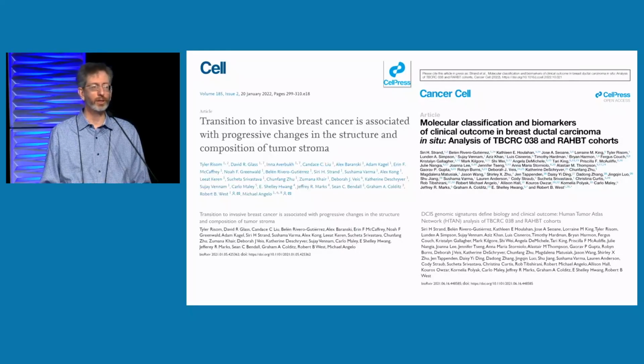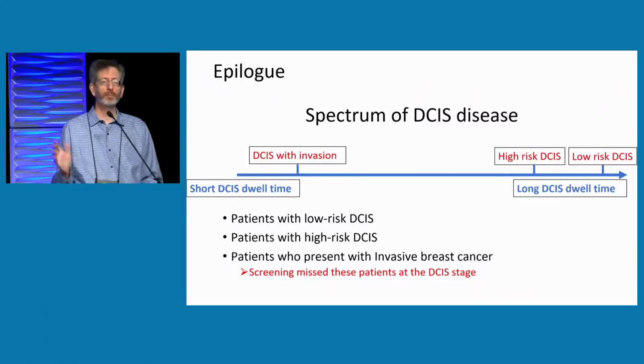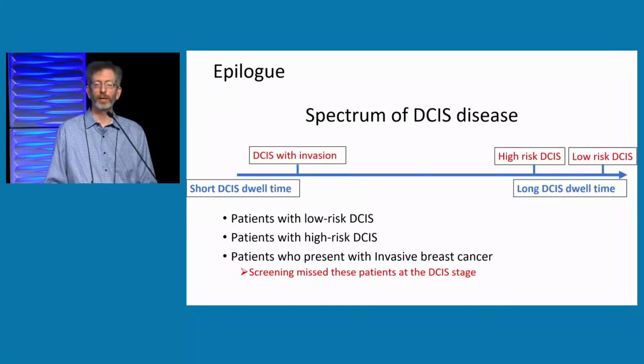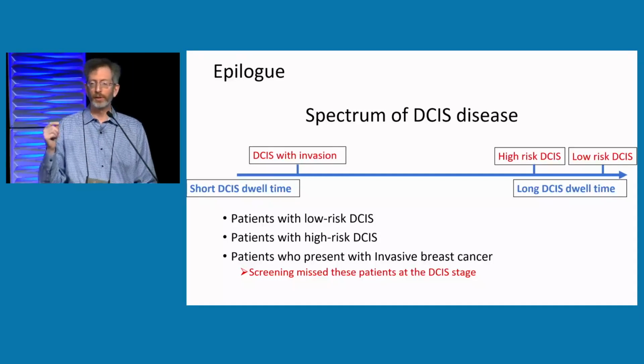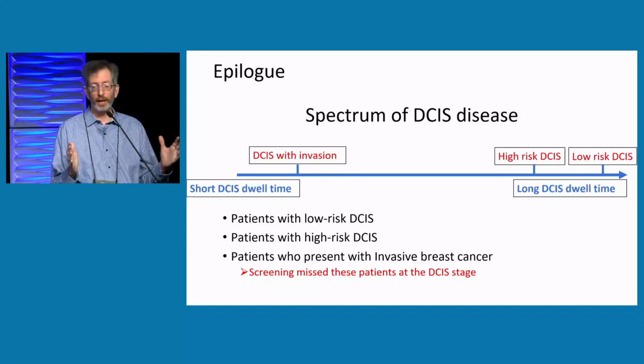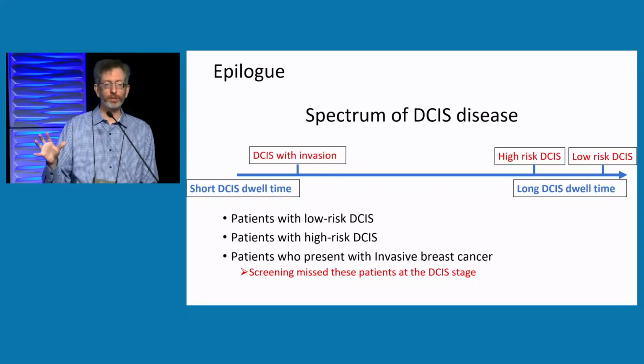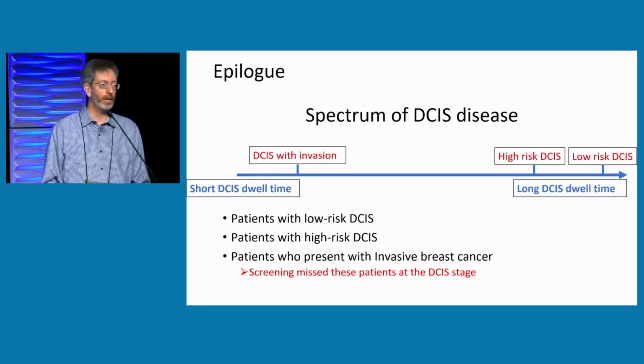So I encourage you guys to look at that. And then finally, I wanted to leave you with this thought, and that is we're looking at patients with a clinical diagnosis of DCIS, but that's really the tip of the iceberg in terms of the spectrum of DCIS disease. If we think of DCIS as a time that the neoplastic clone is dwelling at the DCIS stage before transitioning to invasive carcinoma, then the DCIS that we've studied today are really high-risk and low-risk DCIS well on the right-hand side of the spectrum of DCIS dwell time.